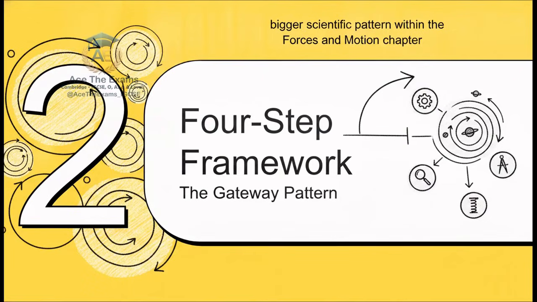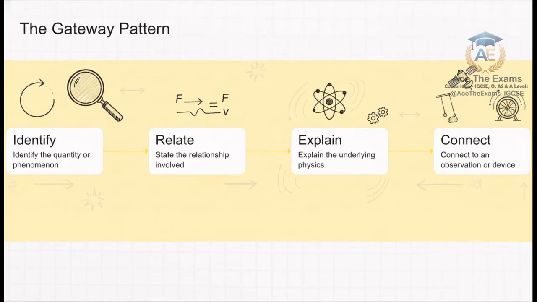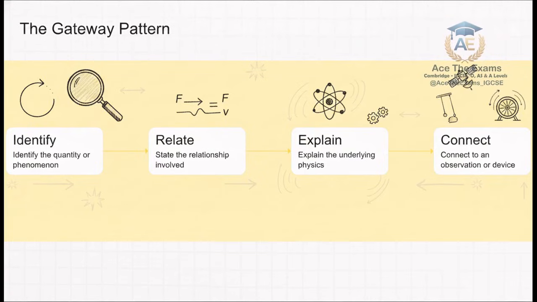Moving into Section 2, the 4-step framework. This is what we call the gateway pattern. Moving in circles is actually a micro-gateway into a much bigger scientific pattern within the Forces in Motion chapter. The absolute crucial point here is how you structure your understanding, and more importantly, your exam answers. The top IGCSE answers, the ones getting the A stars, use this exact 4-step sequence.